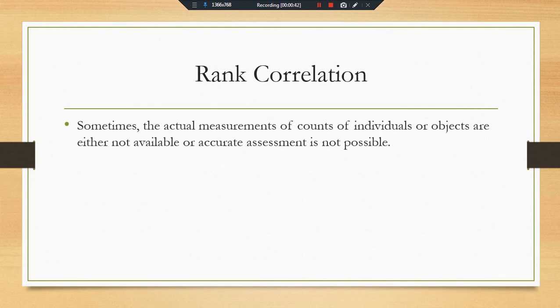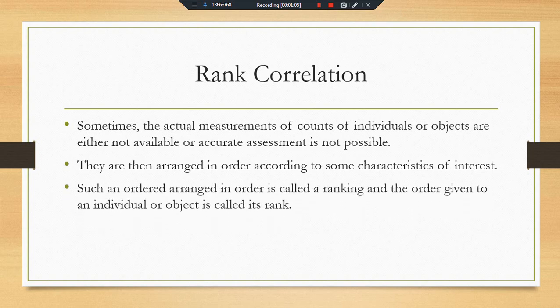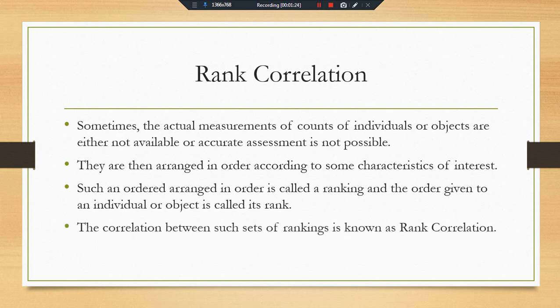Sometimes the actual measurement of individuals or objects is either not available or accurate assessment is not possible. So under this situation, we have to arrange these objects or individuals in order according to some characteristic of interest, and such an arrangement in order is called a rank, and the order given to an individual or object is called the rank. So when you find the correlation of that ranked data, this is called the rank correlation.